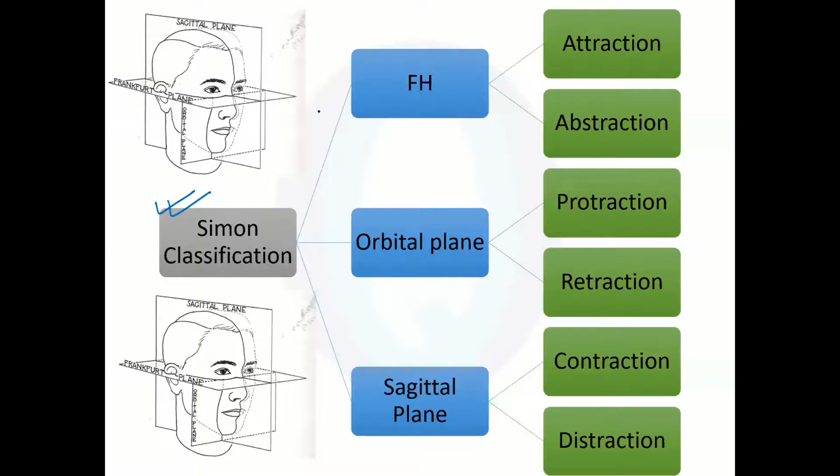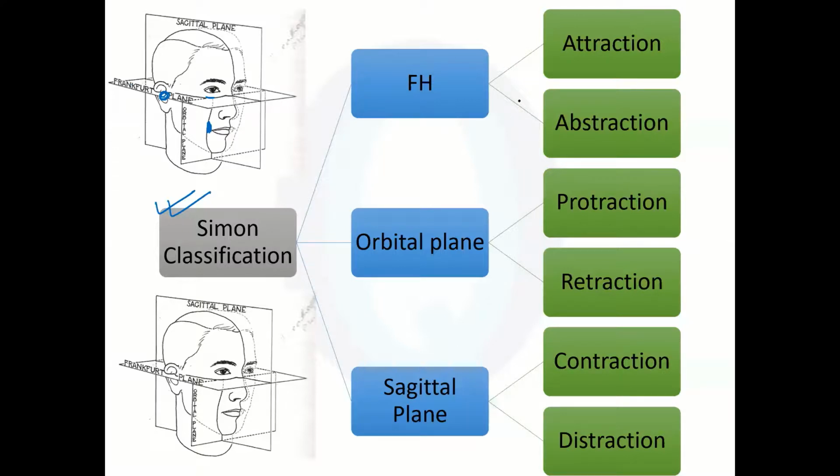So there are three planes, FH plane. FH plane is Frankfurt horizontal plane that runs from the upper aspect of the auditory meatus to the lower aspect of the eye. So this is the Frankfurt horizontal plane. Second is the orbital plane, which is this. It runs from the distal aspect of the upper canine. Okay, this is the orbital plane. And the third is the sagittal plane, which runs in the midline. Okay, so there are three planes, FH plane, orbital plane, and sagittal plane.